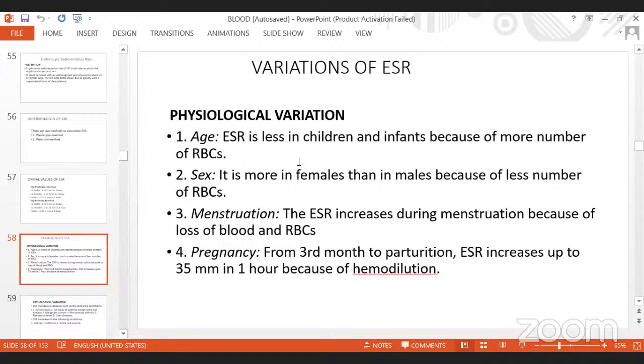In pregnancy, from the third month to parturition, ESR increases up to 35 millimeter in 1 hour because of hemodilution. So in this case, we can easily say ESR is inversely proportional to the red blood cell count. Like, if the RBC count is increasing, ESR will decrease.